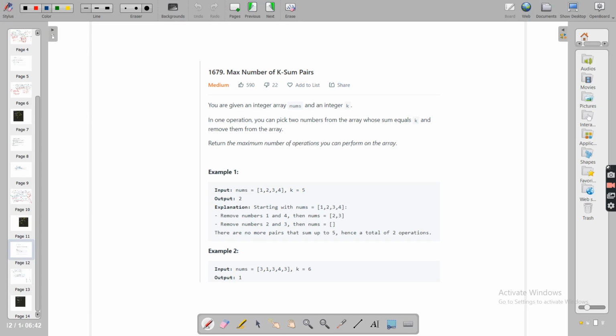Hey everyone, so here we'll be solving another problem which is maximum number of k-sum pairs. Alright, so this is a medium level LeetCode and a good LeetCode problem. So let's see what the problem says.